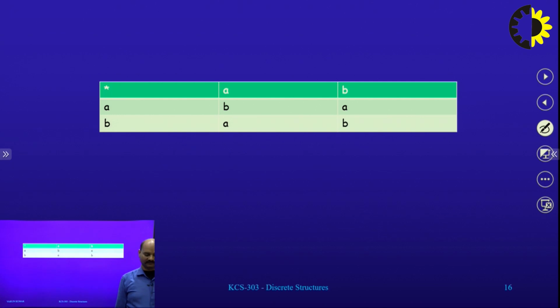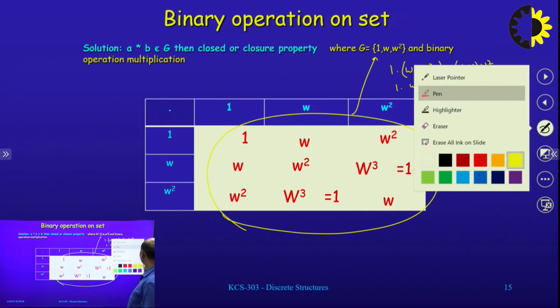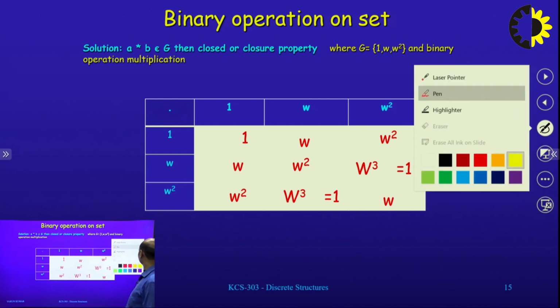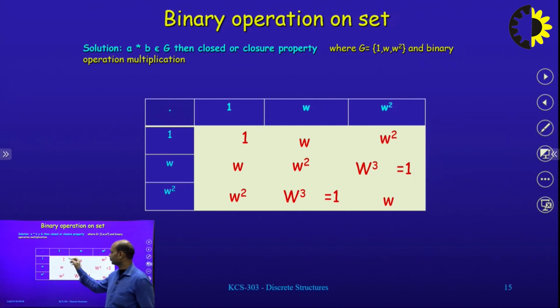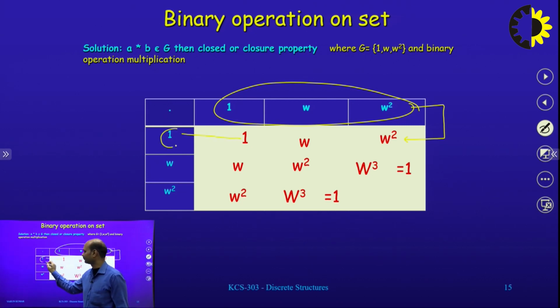Check this: is there any identity element here? So, we check here: we write 1, omega and omega square, where it is repeated. Here it is repeated: 1, omega and omega square. So the identity element is 1. So E is equal to 1 here.